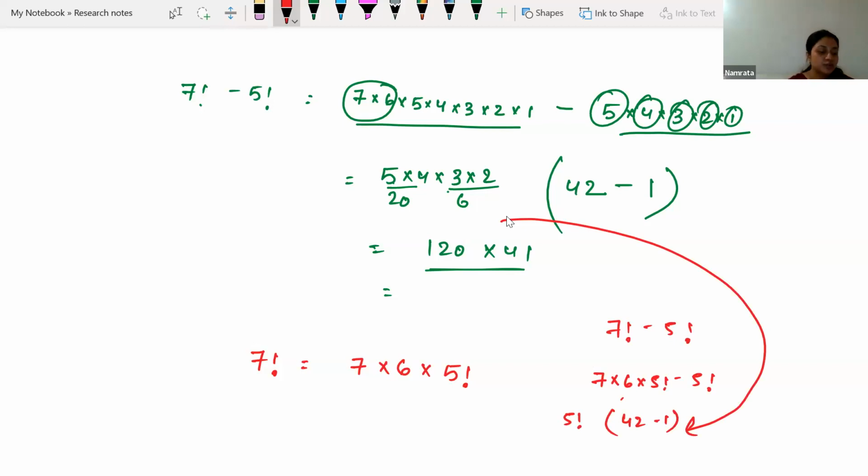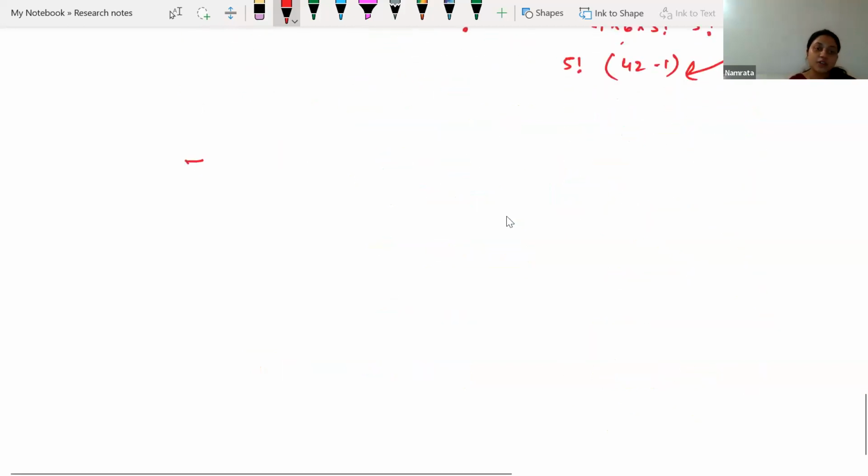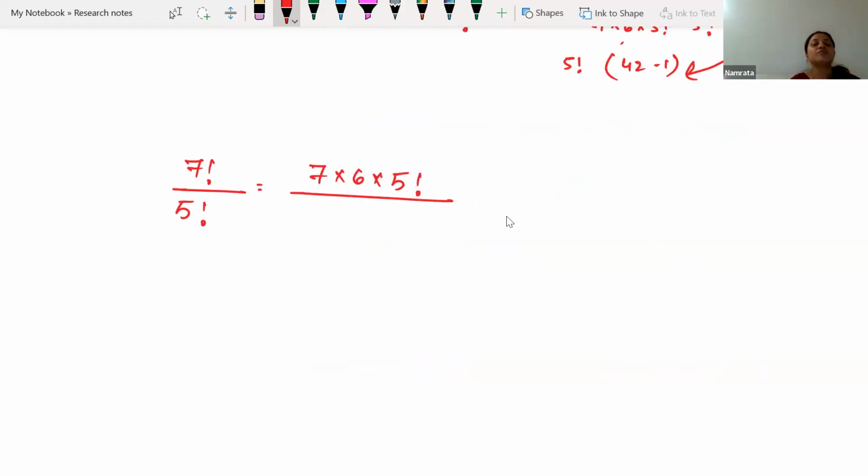Now let's do a few more questions. If we are having 7 factorial by 5 factorial, now this concept you can use it over here. 7 factorial ko likh sakte hai, 7 into 6 into 5 factorial. Aur 5 factorial ko abhi aise hi rehne dete. Can you see both can be cancelled? Yes, ma'am. And what we got? 6, 7 times 42. So without doing that much calculation, we ended up getting the result, right? Yes, ma'am. Let's do a few more questions.